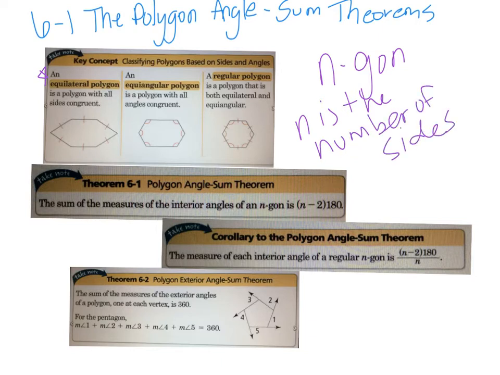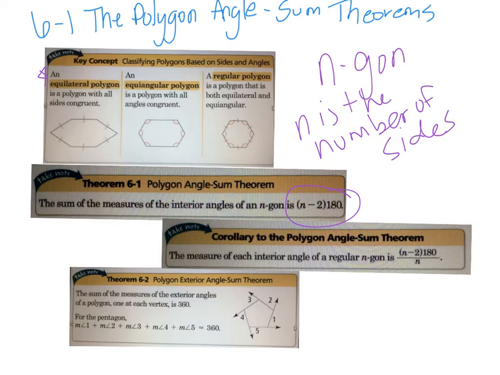So if I was trying to find the sum of the interior angles of a pentagon, for example, then I would use the equation n minus 2 times 180. So n would be 5 in this case. 5 minus 2 is 3, 3 times 180, and then I would get my answer.